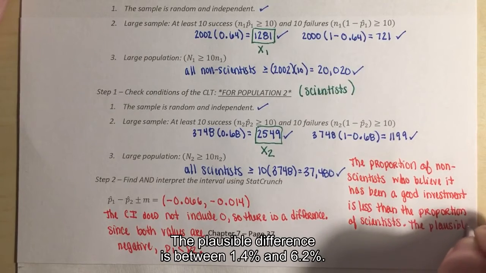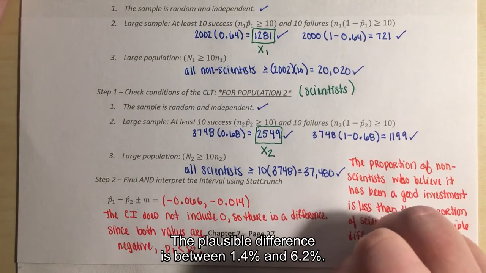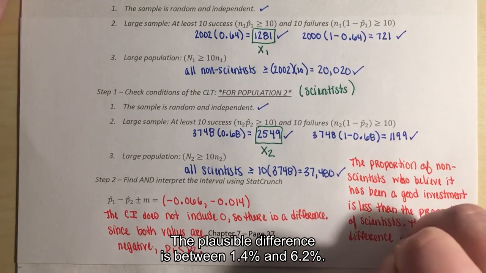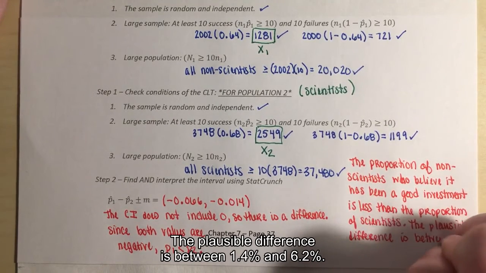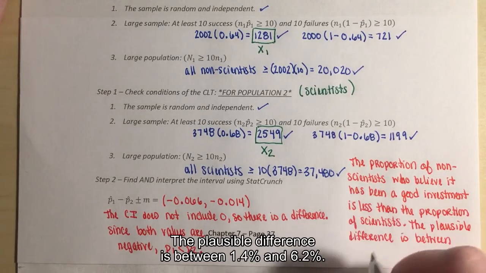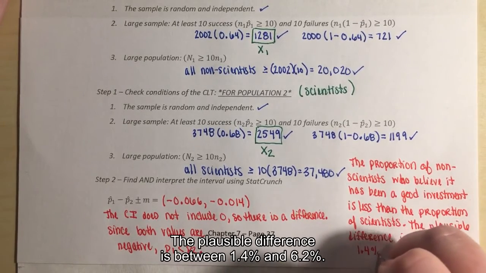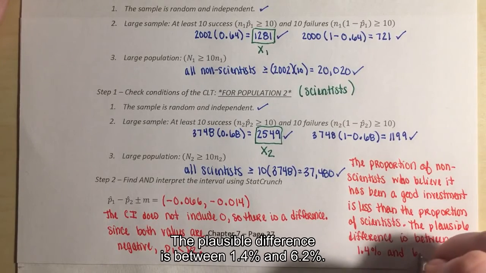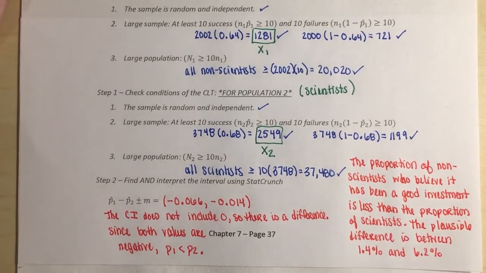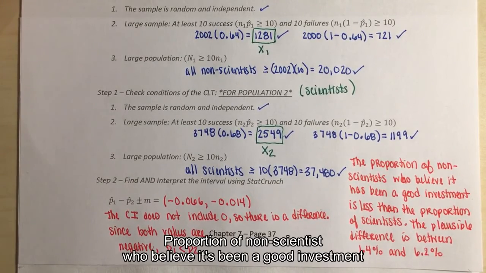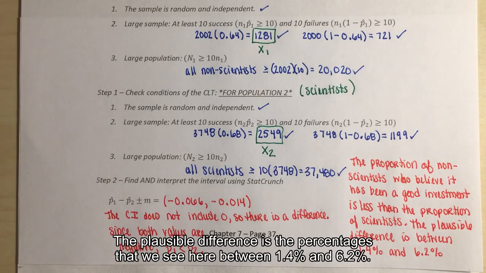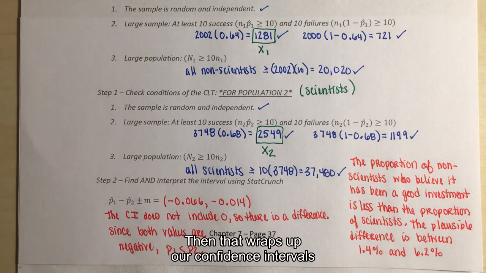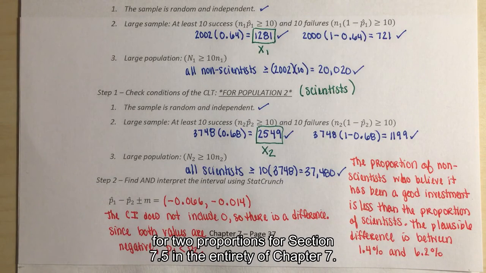The plausible difference is between 1.4% and 6.2%. So our proportion of non-scientists who believe it has been a good investment is less than the proportion of scientists. The plausible difference is the percentages that we see here, between 1.4% and 6.2%. Right, so then that wraps up our confidence intervals for two proportions for section 7.5 and the entirety of chapter 7.